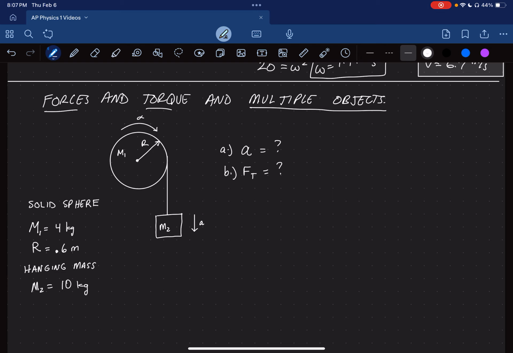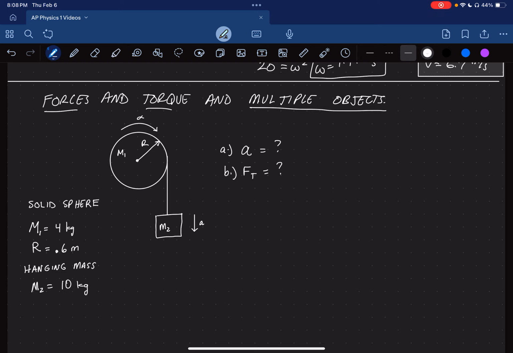Cool. So let's figure this out. We want to know, what is the acceleration of the block and what is the tension in this rope. And one thing we'll start off by saying is that this acceleration of the block is related to the angular acceleration of the sphere. And just a real quick example, if this thing accelerates faster, right, and it's pulling on this rope, then this thing has to accelerate rotationally faster. They're just related.